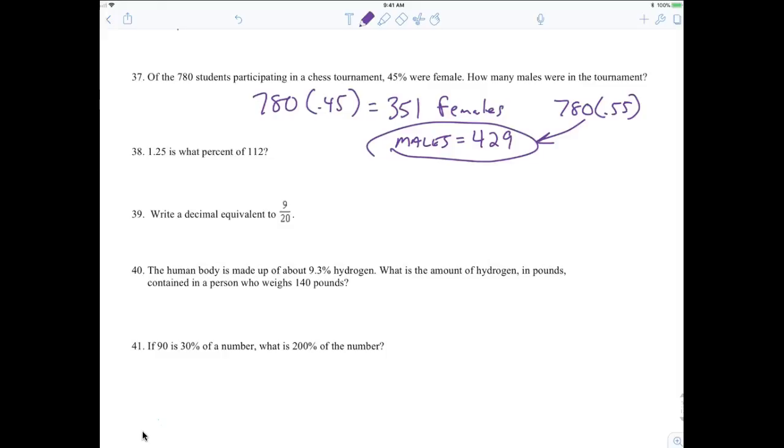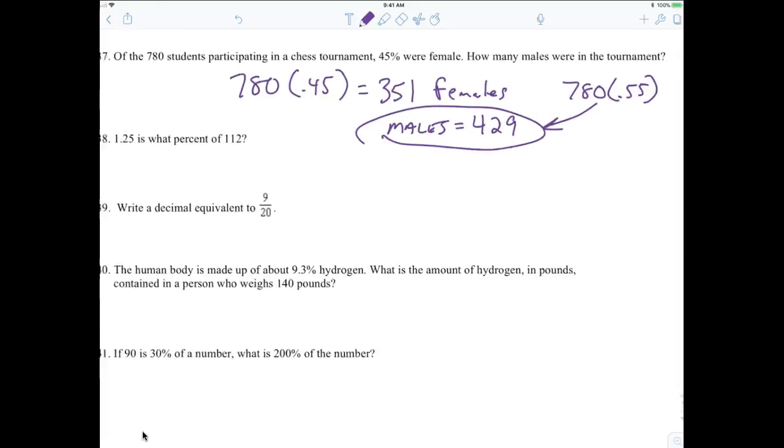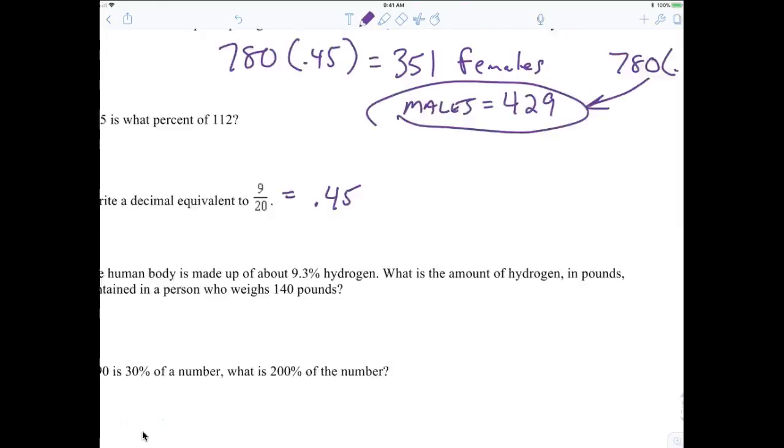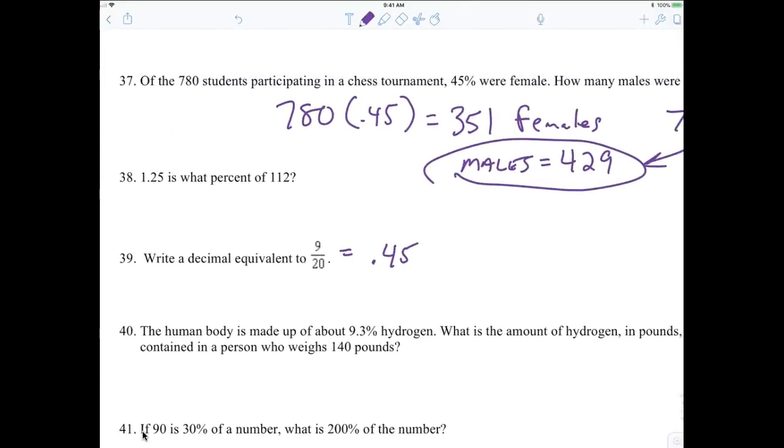All right. Let's take a look at 39. Everybody should be able to do that quickly. It just wants that as a decimal, which is, come on, 9 out of 20 is the same as what? Yeah, you shouldn't be using a calculator on that either. You should just know that. Yeah, it was 429.